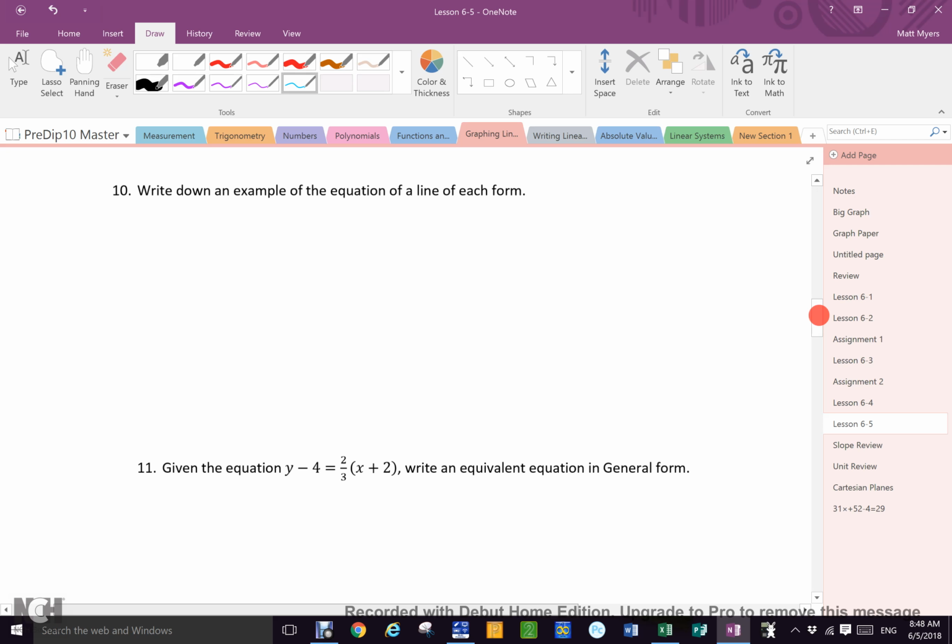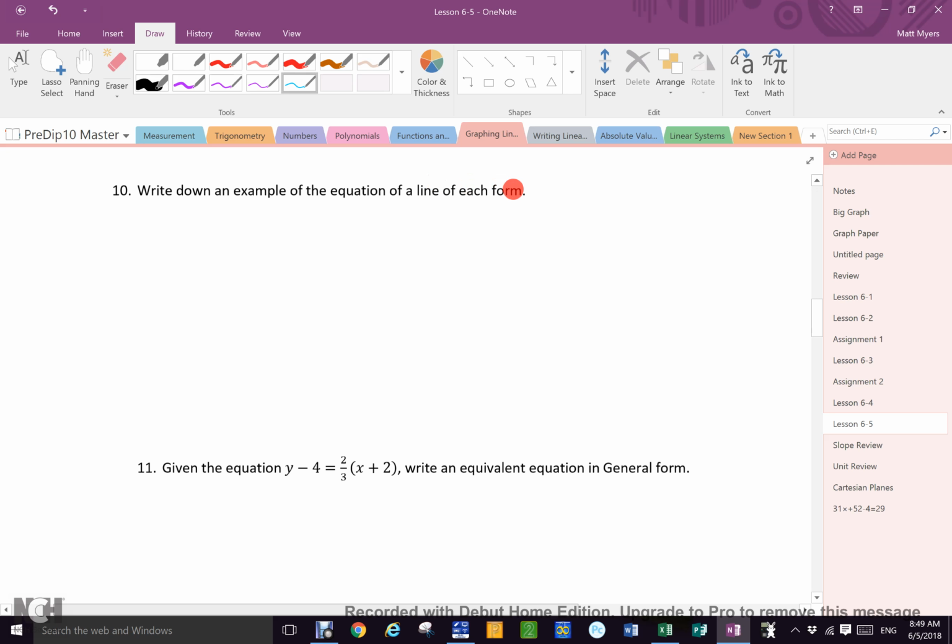Turn the page over. Write down an example of the equation of a line in each form. How easy would this be if I asked you to go right now? It would take you how long? Literally a second, because I haven't given you any rules, right? You just got to write it out. Throw some numbers in anywhere and you'd have the answer, yeah? Everyone agree? Okay, so I'm going to change it slightly to make it a little more difficult for my honors students.